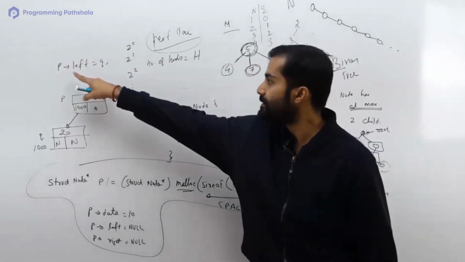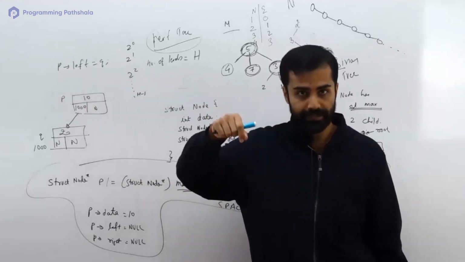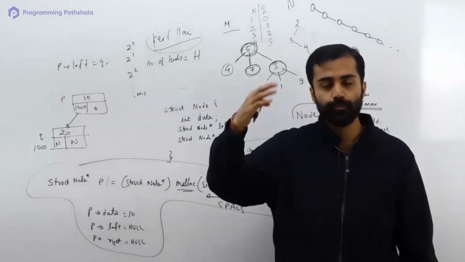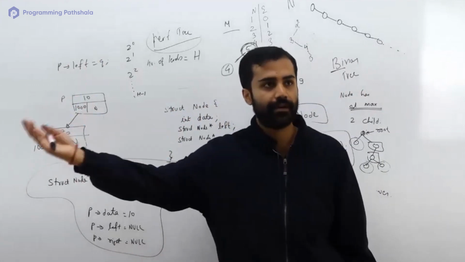In certain languages, you do not have the arrow operator, but you have the dot operator. Like in Java, you have a dot operator. You can do p dot left equals this, p dot right equals that.